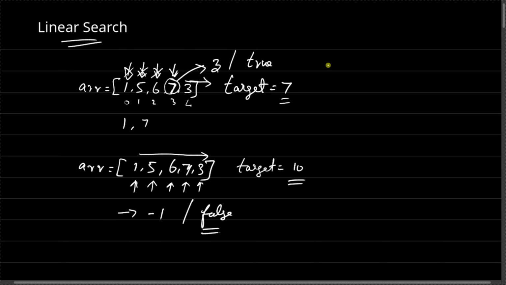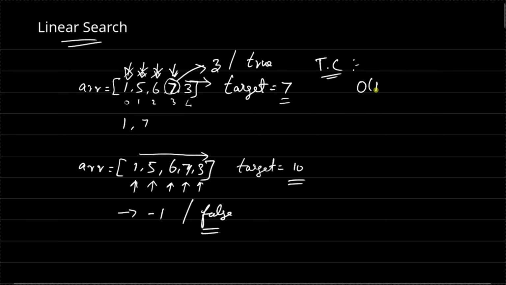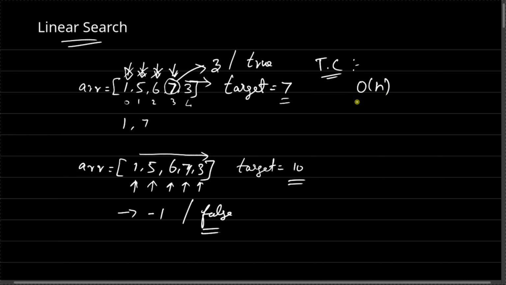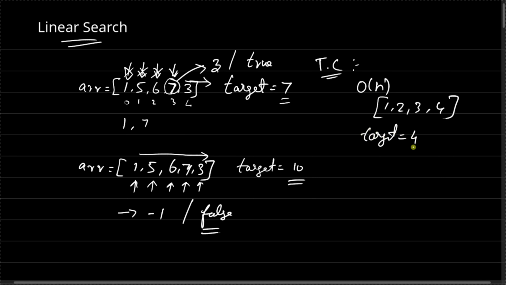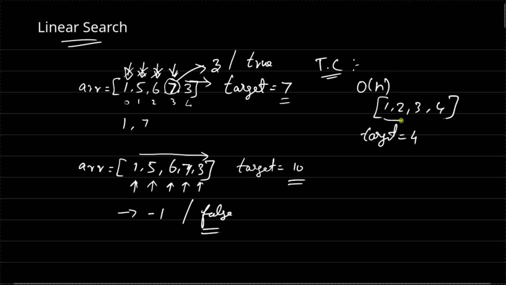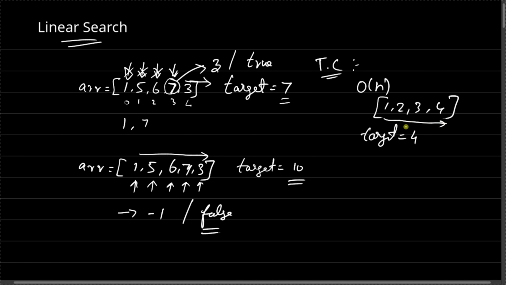Let's analyze the space and time complexity. Linear search typically takes big O of n because we are traversing the entire array. For example, if the target element is 4, it will traverse from the first element to the last element, which means the loop will execute n times.